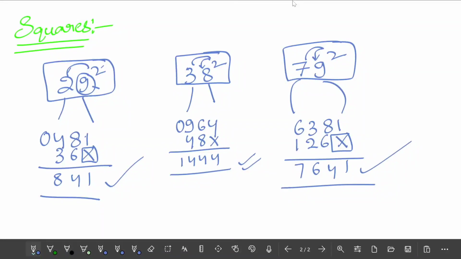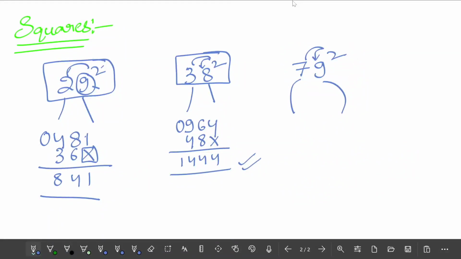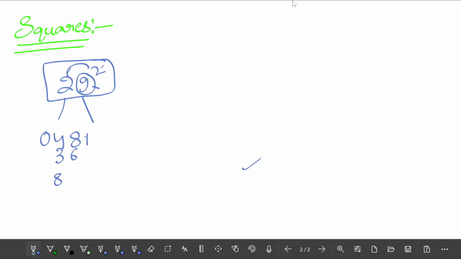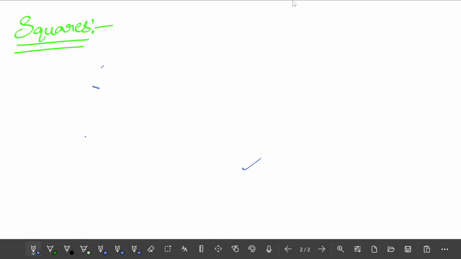Sir, what if I have to do the squaring of a bigger number? Let us say a 3-digit number. I will get to that. You don't need to learn it, but still, in order to get confidence on this method, I will teach you squaring of 3-digit numbers. Let us take 123 square. Okay, a simple number.